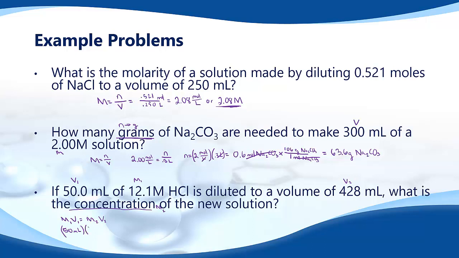Right, so 50 milliliters, 12.1 molar equals molarity 2 that we don't know, and volume 2 is 428 milliliters. Mils cancel out. So we're going to say that M2 is equal to 50 times 12.1 molar over 428, right? This is just our normal solution pattern. We multiply and divide, and we get a final answer of 1.41 molar.